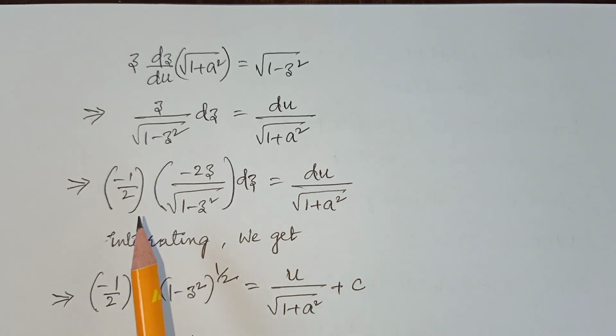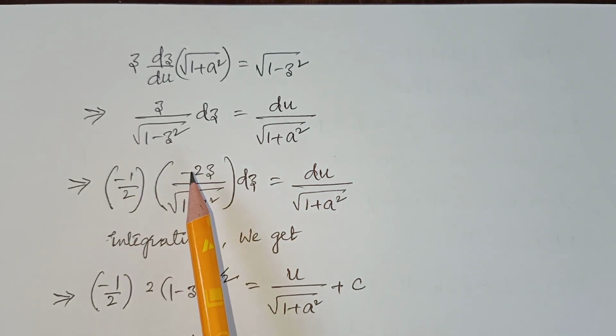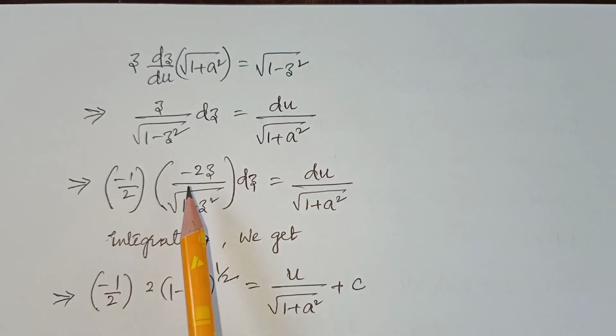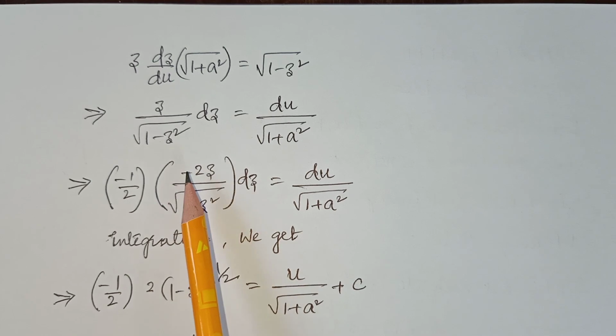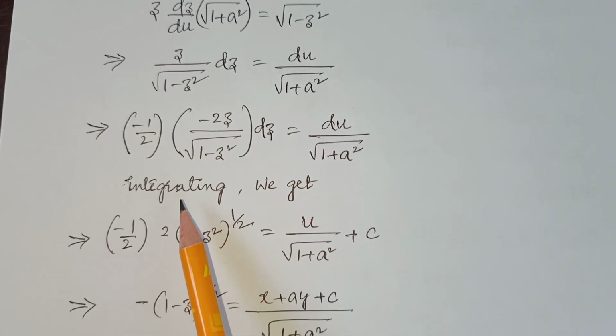Now multiplying and dividing by minus 2, because the derivative of 1 minus z square is minus 2z, but z is there and minus 2 is missing. That's why we are multiplying and dividing by minus 2. So here you can observe the derivative of the denominator inside the root is in the numerator. Now we can integrate this.